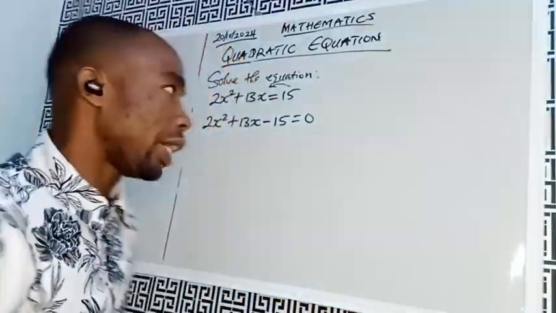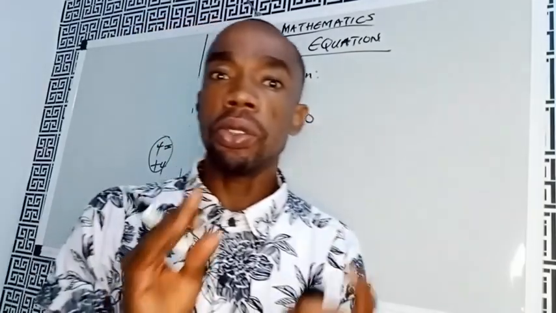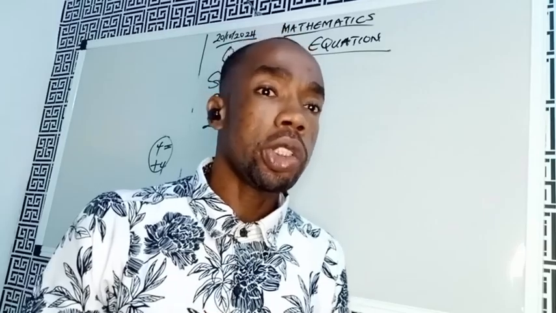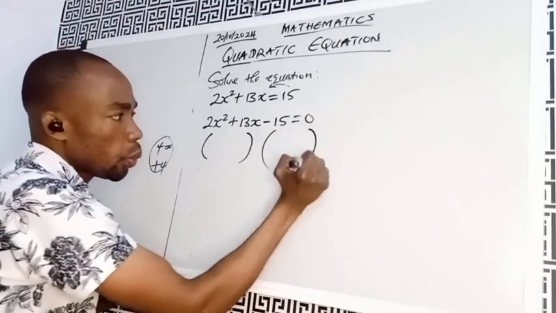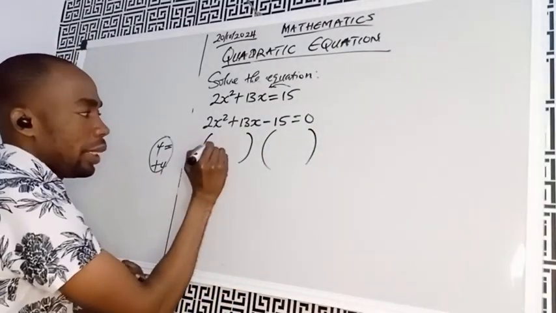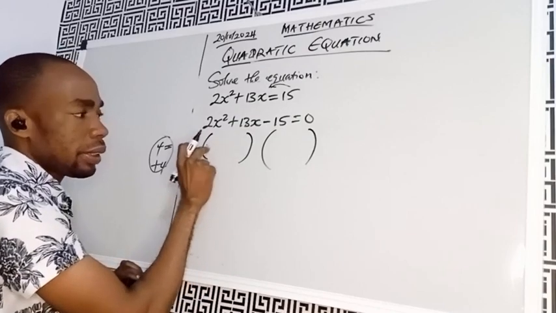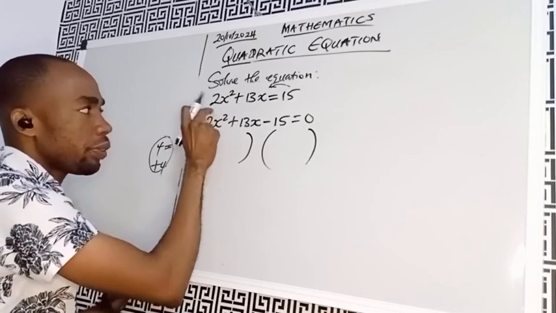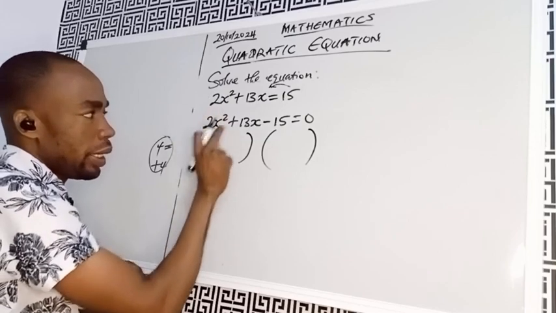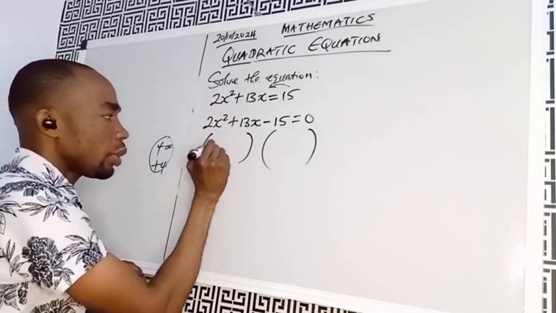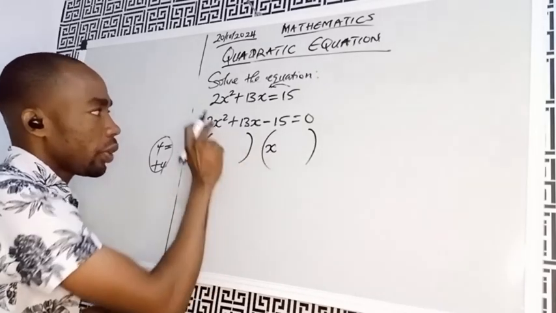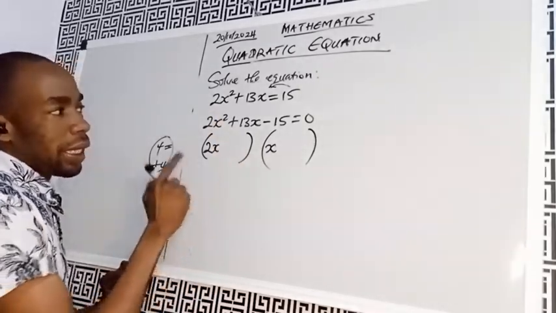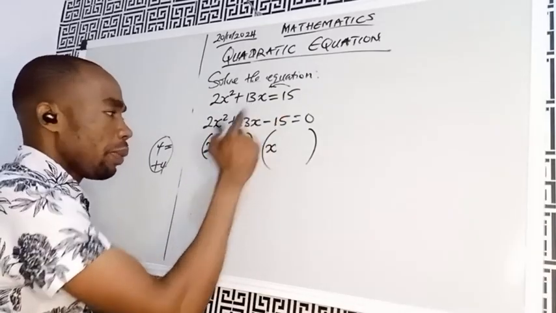Now we factorize. I used to teach my students how to factorize so easily. You don't need to find products and find factors. All you need to do is to open two brackets like this, two beautiful brackets. Now, the first terms here and here should give you the first term in this particular equation. So I'm going to take 2x and x. So 2x times x will give us 2x squared. Now, the last terms, their product should give you minus 15.